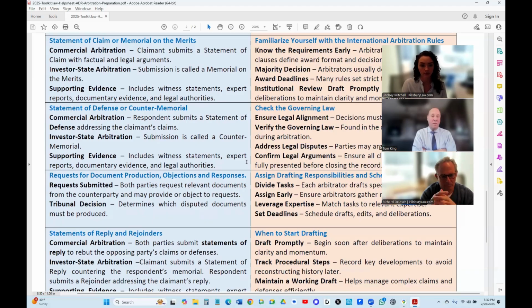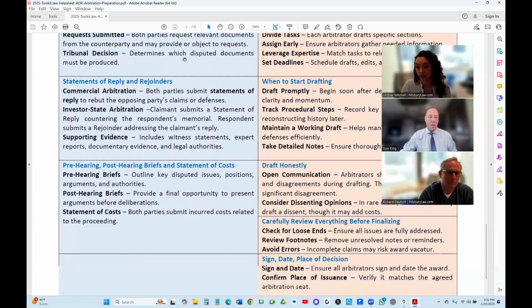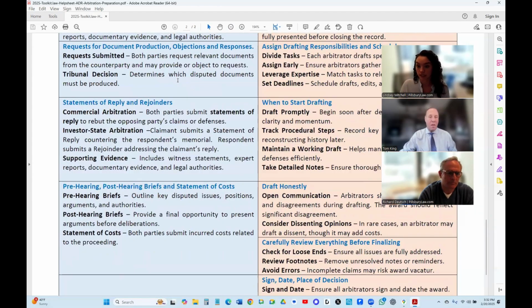So then Rich had sort of talked about earlier documents and evidence, so I can kind of skip over that part. But again, just remembering that document production and what parties request from one another, it's going to be heavily dependent on what the tribunal decides or what the parties had already decided upon during the procedural steps that took place early on in the arbitration. And then in response to the initial response, the claimant could then submit a statement of reply or a rejoinder in an investor state case.